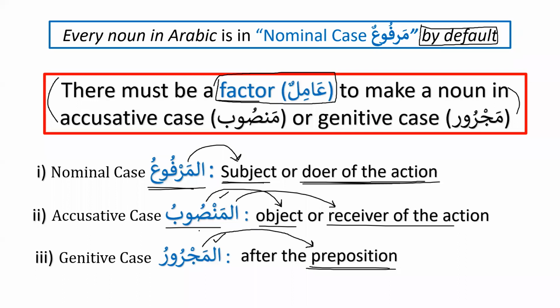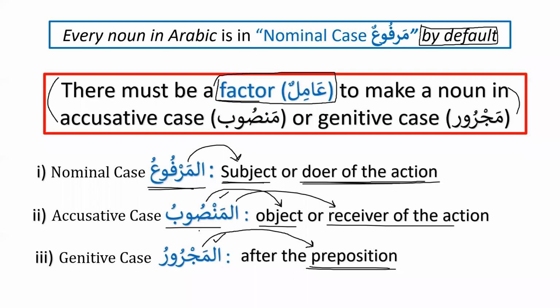And when we say mansub, it means something that has been erected. For example, you erect a flag in the ground. So something that has been erected in the ground is called mansub. And majrur means something that has been dragged. What does that mean? For example, you're trying to lift something, and it is very, very heavy, and you don't know how to lift it.